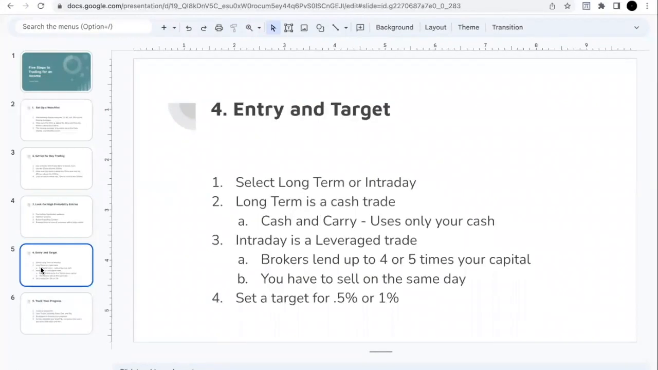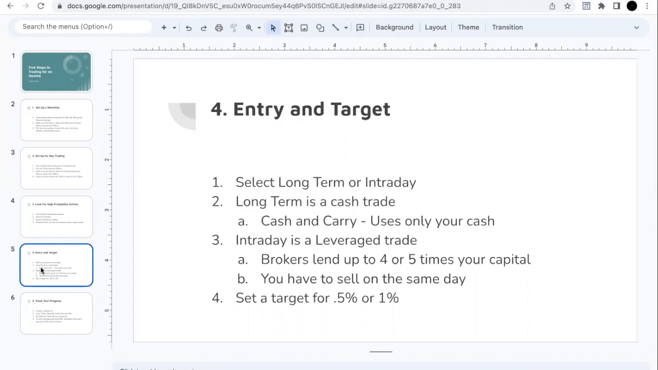Now I'm going to talk about entry and target. When you are making the trade, you want to select long-term or intraday. Let me explain what this means. Long-term is simply a cash trade. Cash and carry is what Zerodha uses. That means you're using your cash to buy, and that's it. Intraday is a leveraged trade. That means the brokers will lend you up to 4 or 5 times your capital. There are some brokers that will lend you even more.